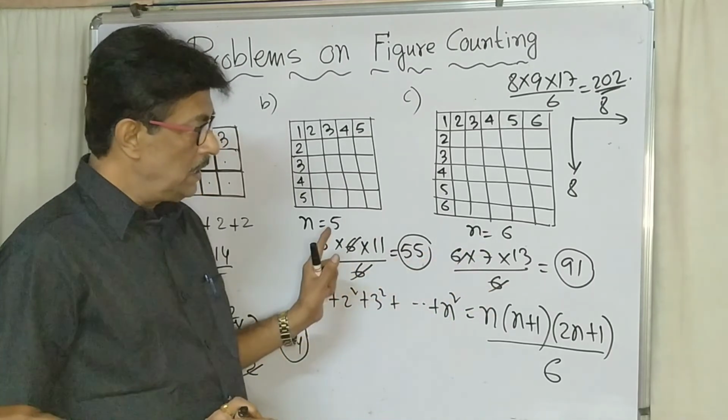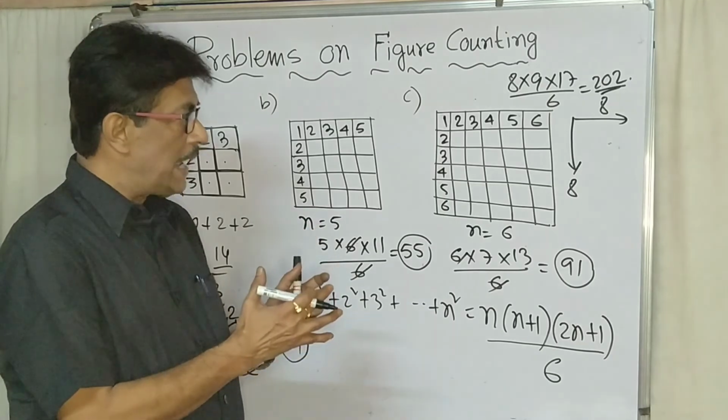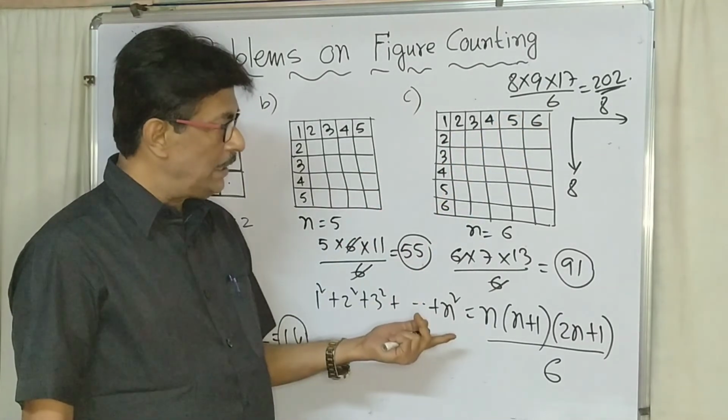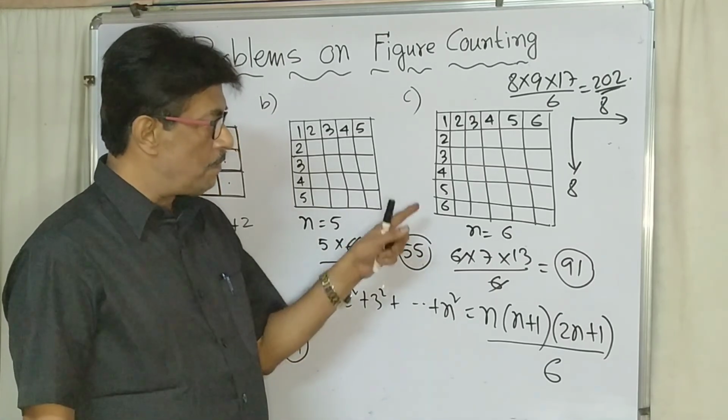So very interesting. If you know the tricks, you can minimize your time. What is your maximum number at the vertical level and horizontal level? Put n equal to that number and get the result, the number of squares inside the figure.